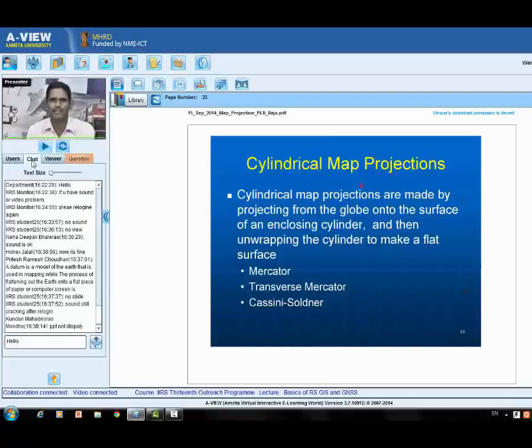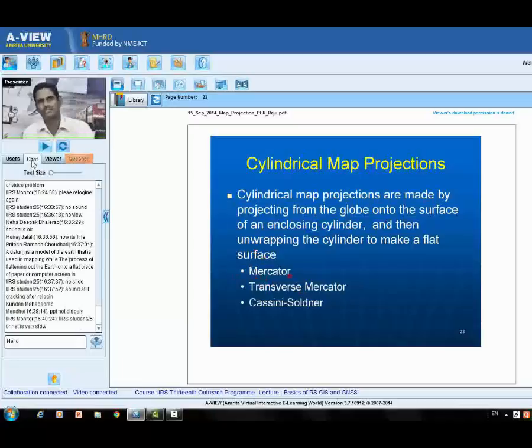Then what you see is a cylindrical map projection. Cylindrical map projections are made by projecting from the globe onto the surface of an enclosing cylinder, and then unwrapping the cylinder to make a flat surface. All the navigational maps and world maps you see are mostly made with the cylindrical projected map. It was invented by Mercator, which is why we call it a Mercator cylindrical projection.